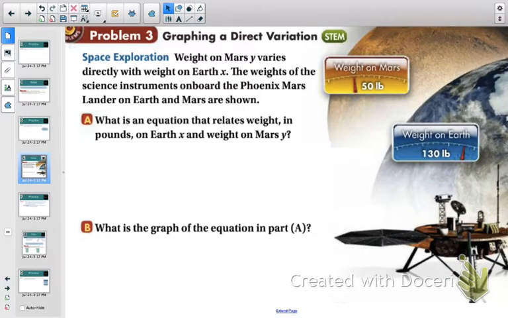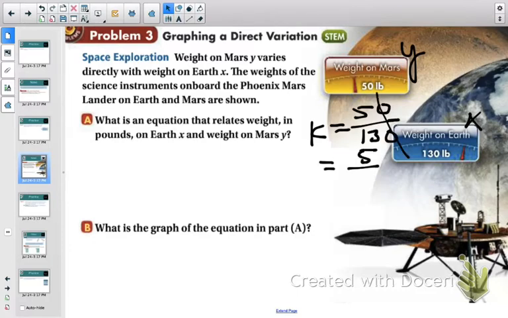Space exploration. Weight on Mars, y, varies directly with the weight on Earth, x. The weights of the science instruments on board the Phoenix Mars lander on Earth and Mars are shown. So, what is an equation that relates weight in pounds on Earth, x, and Mars, y? The equipment weighs 50 pounds on Mars, but it weighs 130 pounds on Earth. Mars is y, so we have our y here, x here. So our constant of variation, since it varies directly, is going to be y over x, which is 50 over 130. Simplify that fraction, those zeros cancel, and we get 5/13.